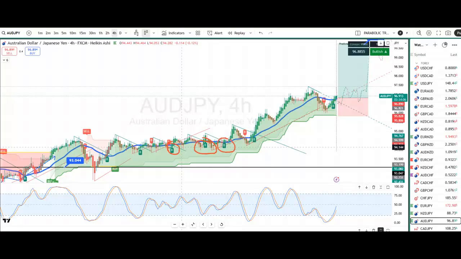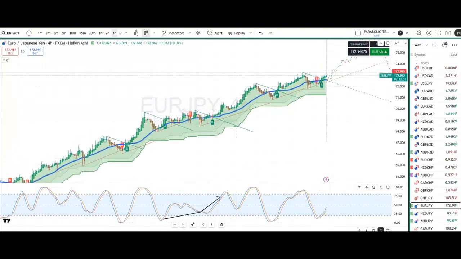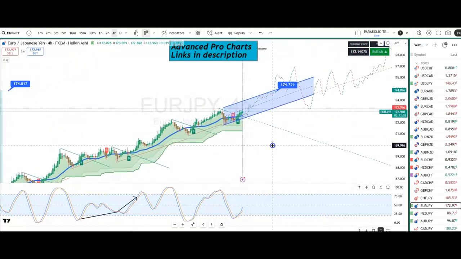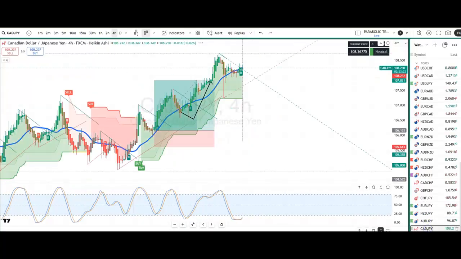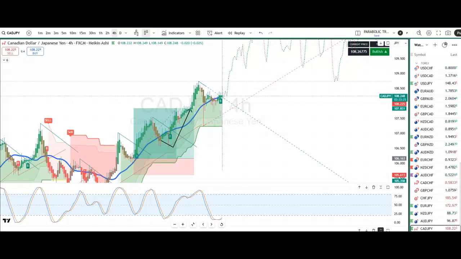Buy. So these are great opportunities throughout the trading day. Buy. Heading for 174.73. So that's Canadian yen. Guess what? All the yens are buying. Take your pick here, guys.